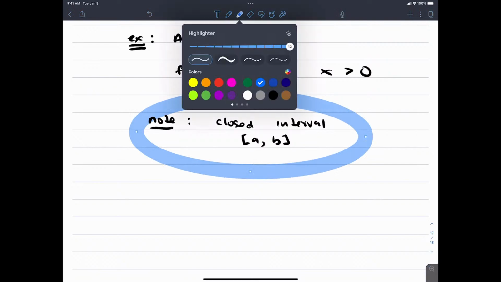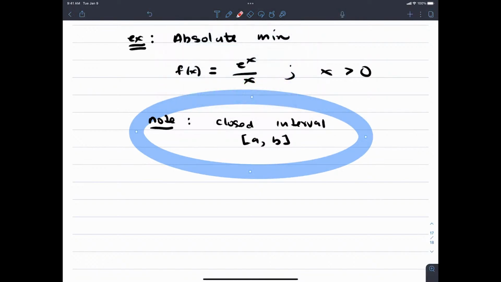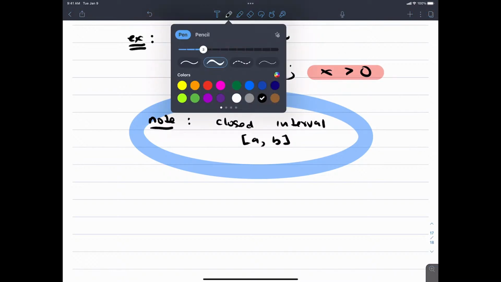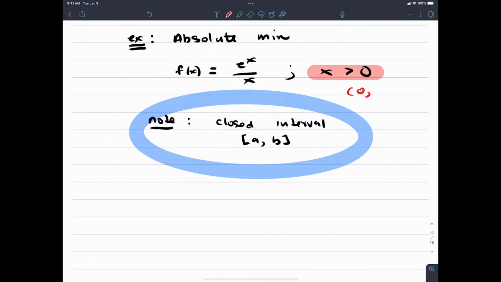And then notice you said, but they did give us an interval here too. And I'll say, yes, they did. But it's not closed and bounded, right? They gave us the interval really from 0 to what? Infinity. Because that's what x is greater than 0 actually means.